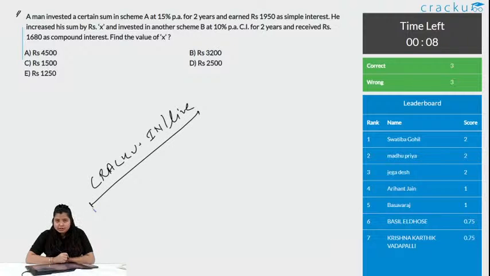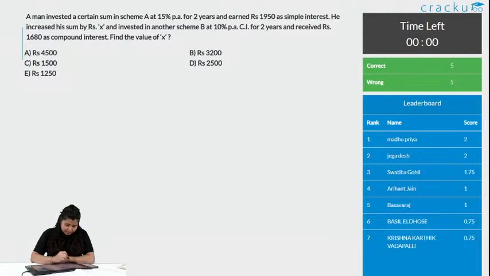Ten seconds remaining, 3 correct answers and 3 wrong answers. With this, that was the 4th question. We have 5 correct answers and 5 wrong answers, that is a 1:1 ratio. Chalo, let us see how we do this.